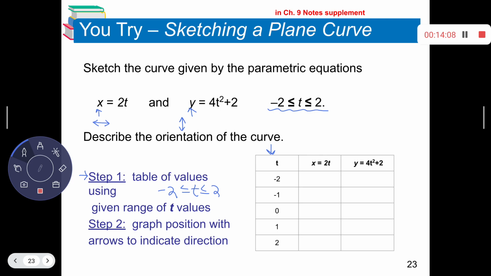Step 2, graph the position with arrows to indicate direction. So make sure you have direction arrows. So I'm going to say try this and try sketching a graph. I don't think we gave you a coordinate grid, but you can sketch that pretty easy. Your numbers shouldn't be too big. Pause the video and try that.